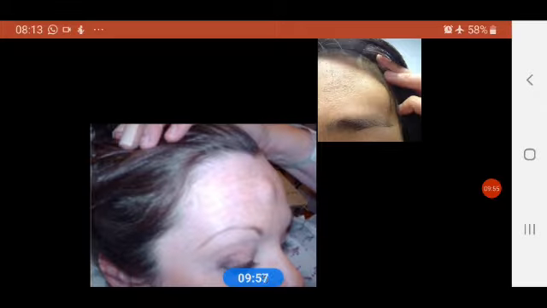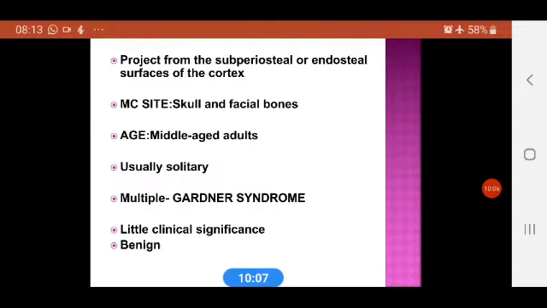Now look at the bone lesion that you see here. Can you see a lesion here? These are frontal osteomas. Now, what are osteomas? Osteomas are projections from the subperiosteal or endosteal surface of the cortex. Basically, think of a lesion that is arising from or uplifting just the cortex of the bone. Most commonly seen in the skull and facial bones. What do they do basically? They cause just a bit of facial disfigurement. Usually seen in middle-aged people, and usually tend to be solitary. If multiple, then we think of Gardner's syndrome.